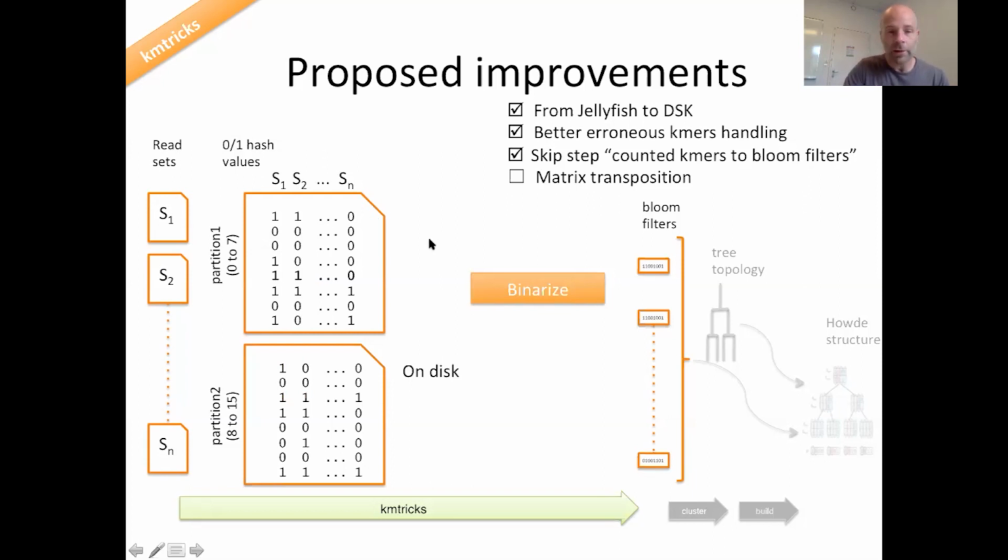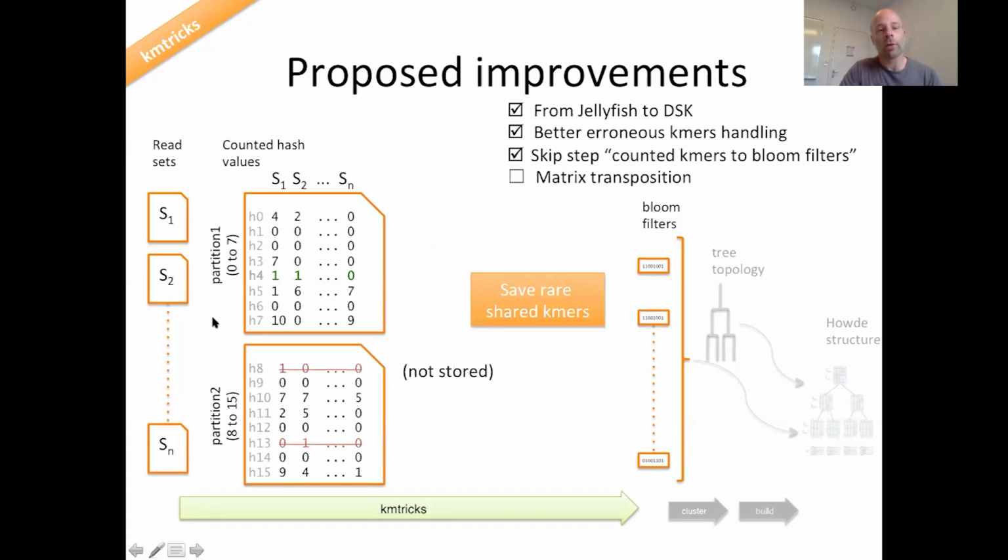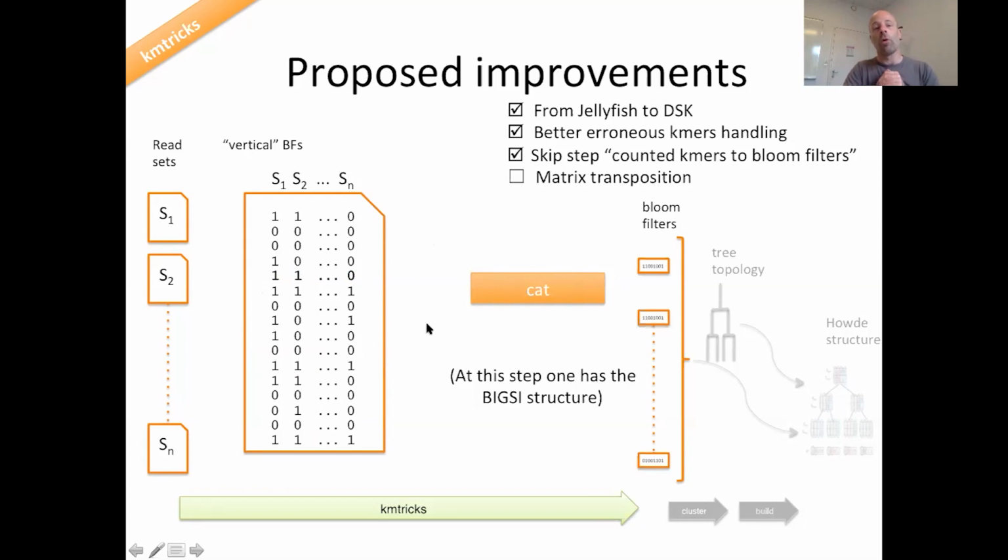And one important trick that I have not mentioned before is that when we create the partitions, we do this in a way that the smaller hash values occur in the smallest partitions, and bigger hash values occur in bigger partitions, and so on. So what we have to do once we have this is only a concatenation of all the sub-Bloom filters. Once we have done this step, we have exactly what is needed by Bixby to compute its data structure.